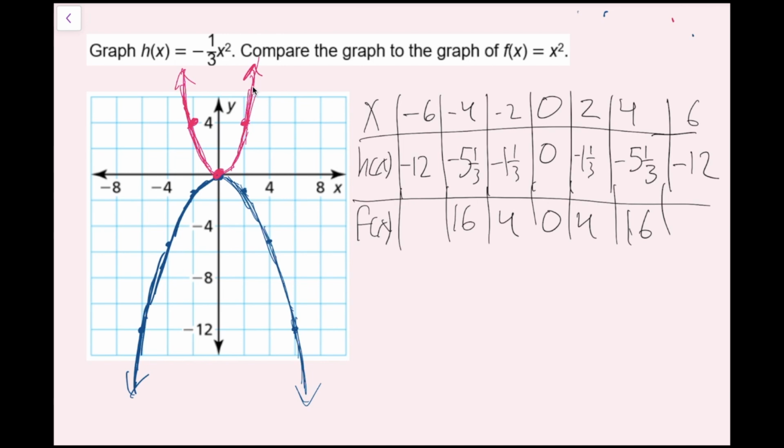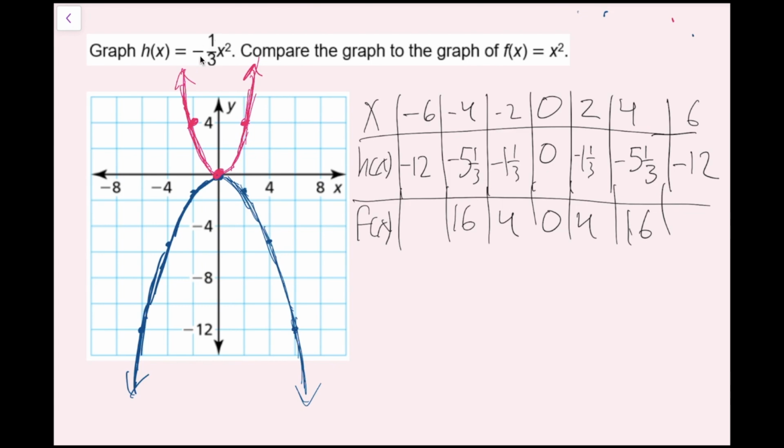So I see that there's a reflection here because my original parent function is up like a cup, and then this one's down like a frown. And then I see that this one is a bit wider, okay? Or another way you can think of it is that we've smushed it down towards the x-axis. We've shrunk it down. And that makes sense. If I look at my equation, this coefficient is negative, and the absolute value of it is less than 1. So it's going to be a vertical shrink, and that scale factor is going to be 1/3.